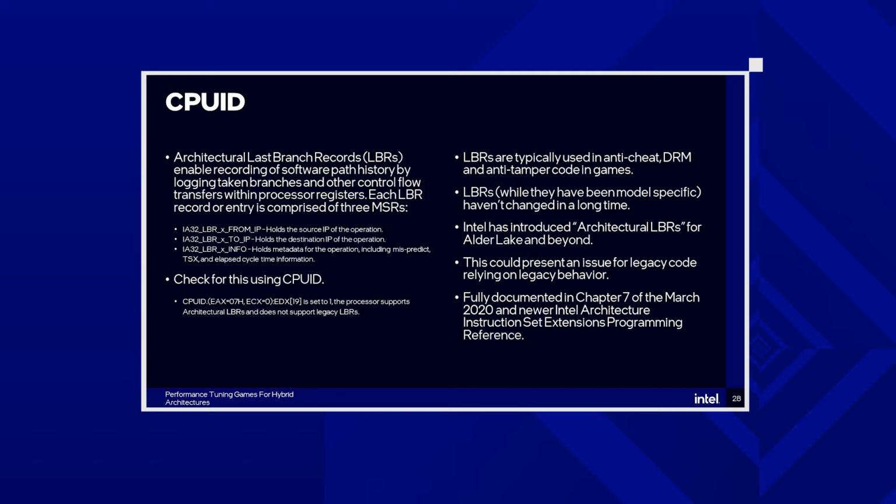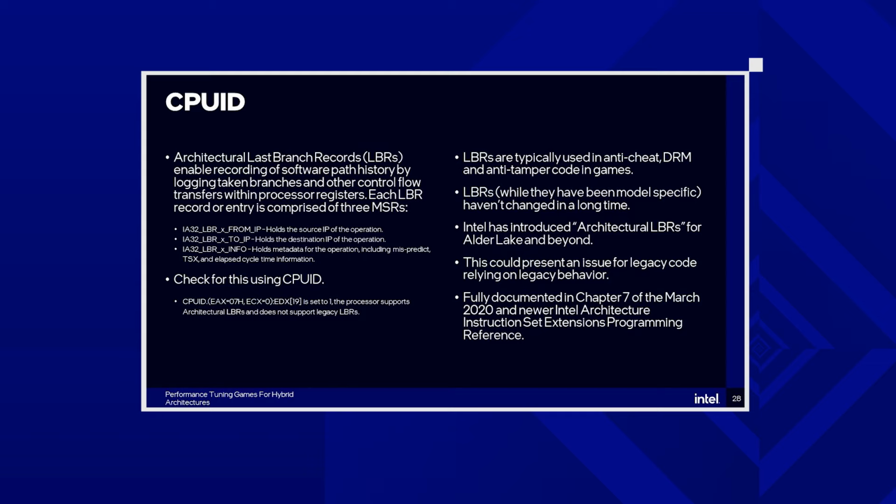You can check for support of this using the CPUID flags below. If it's set to 1, the processor supports architectural LBRs and does not support legacy LBRs. So LBRs are typically used in games in anti-cheat, DRM, and anti-tamper code. LBRs, while they have been model specific in the past, haven't changed in a long time. So Intel has introduced architectural LBRs for Alder Lake and beyond so that these can be updated. This could present an issue for legacy code relying on legacy LBRs, and indeed it has, but we believe we've solved most of those.